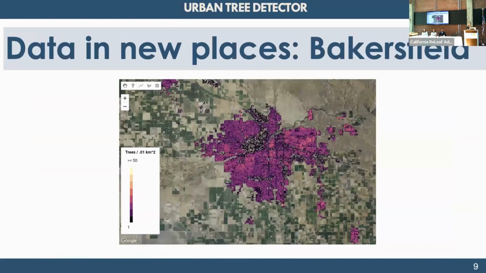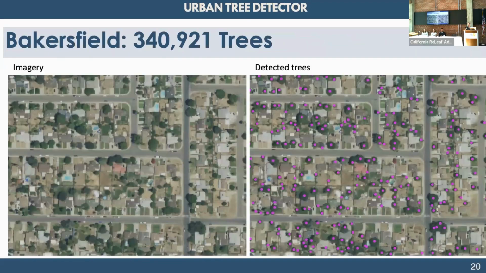I'll use Bakersfield as an example. There is no city inventory for trees in Bakersfield, and many cities find themselves in this predicament where they say, I want to apply for funding to do an inventory, but I don't even know how many trees I need to be budgeting for. In Bakersfield, we detected 340,000 trees, and you can see the two images there with the pink points as the computer-detected points.